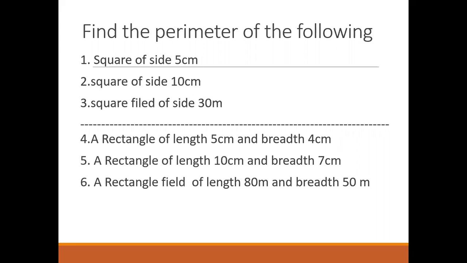Perimeter of a square is 4 into 5 centimeters. 2 into length plus breadth is the perimeter of a rectangle. 2 into L plus B is the formula for the perimeter of a rectangle.